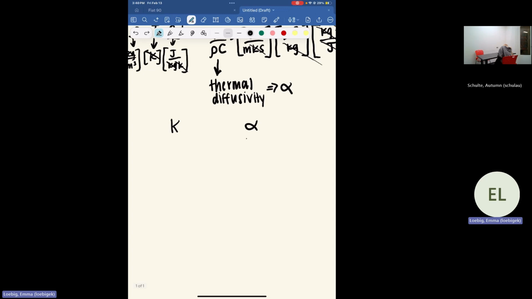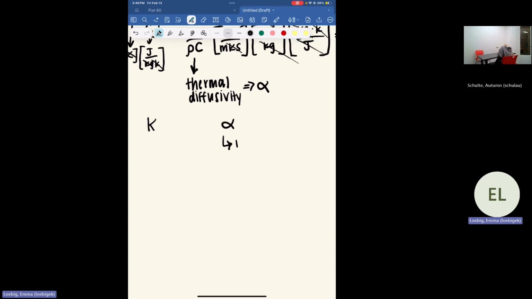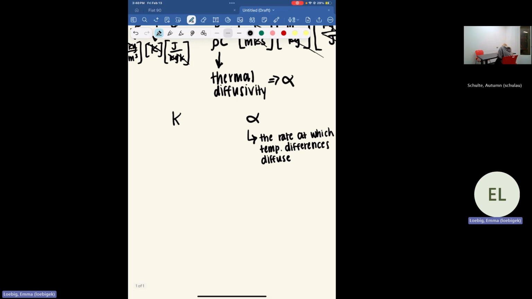So the thermal diffusivity is the rate at which temperature differences diffuse, while thermal conductivity is the way in which heat is transported through conduction.